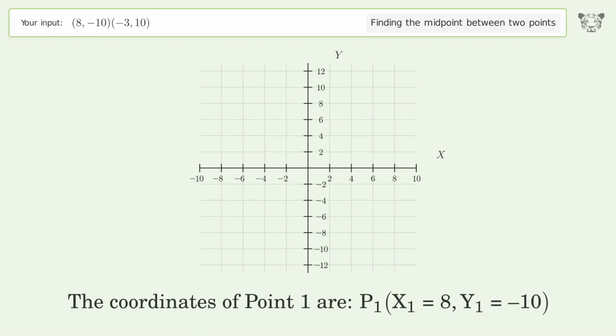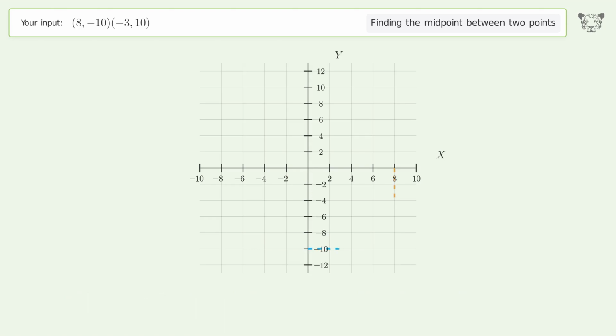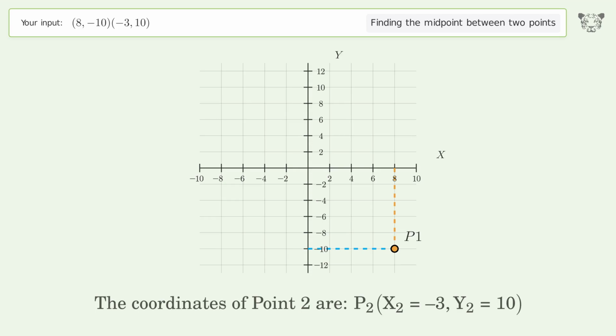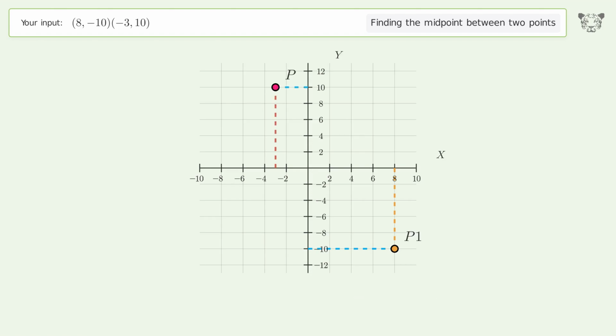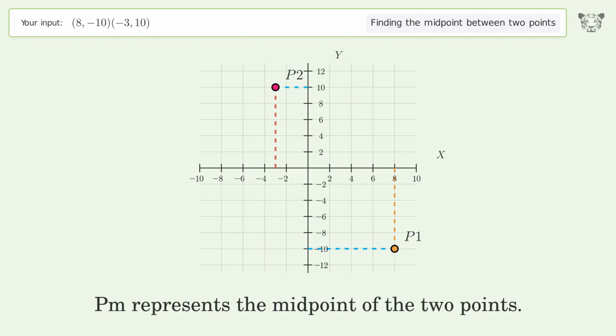The coordinates of point 1 are x1 equals 8, y1 equals -10. The coordinates of point 2 are x2 equals -3, y2 equals 10. PM represents the midpoint of the 2 points.